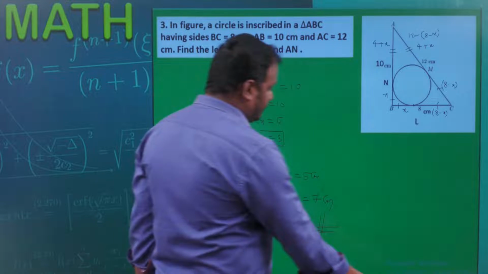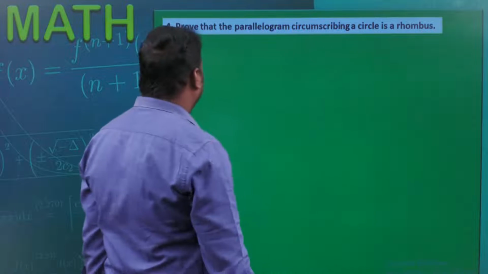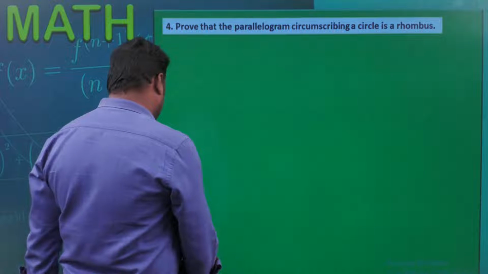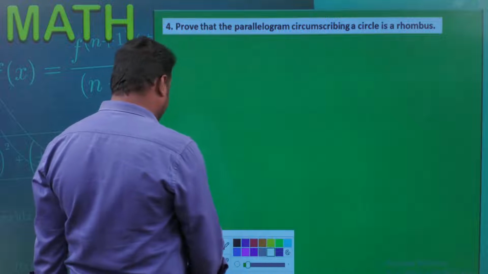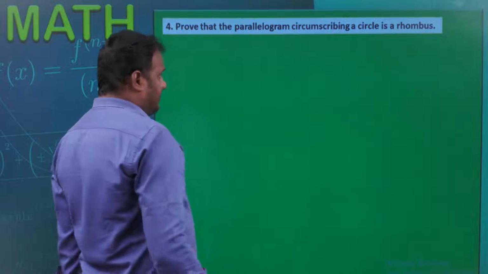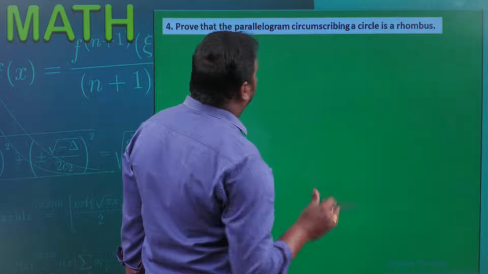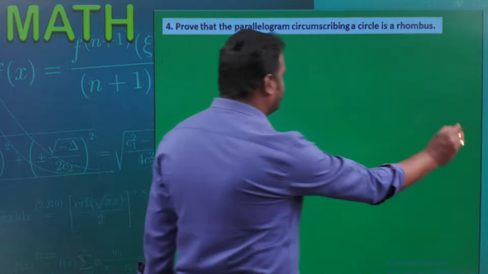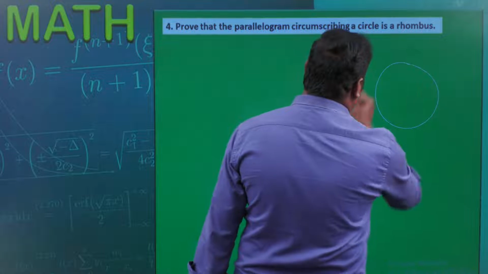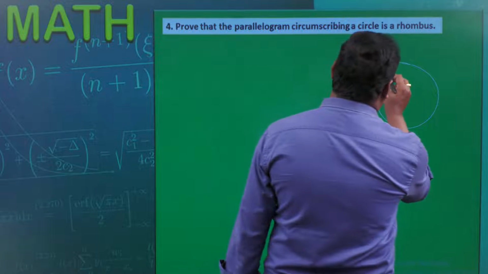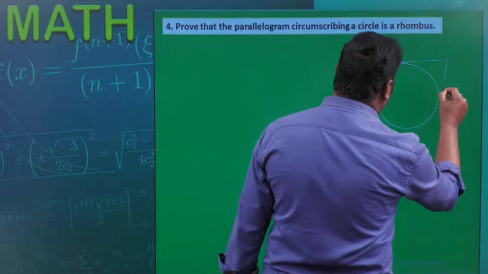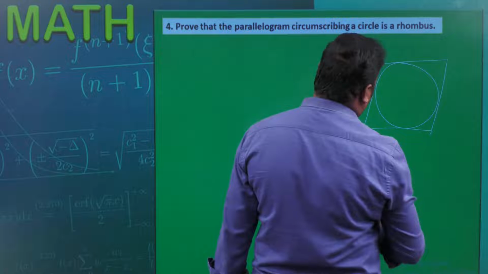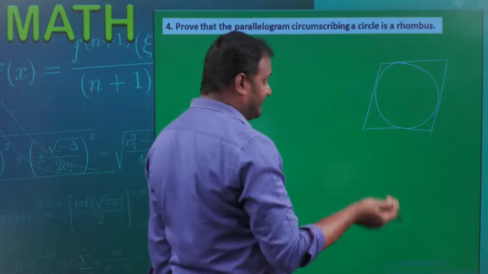You understand? Right. So coming to the next one. Prove that the parallelogram circumscribing a circle is a rhombus. This is one of the compulsory questions all the time. What do you mean by circumscribing a circle? Outside the circle. See, this is a circle and I am going to draw one parallelogram. So this is one parallelogram outside the circle. This is a parallelogram circumscribing a circle.